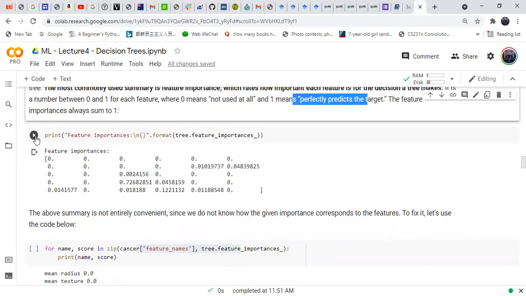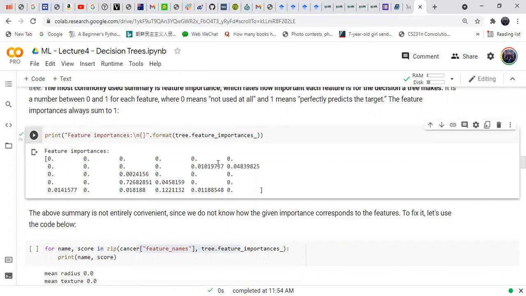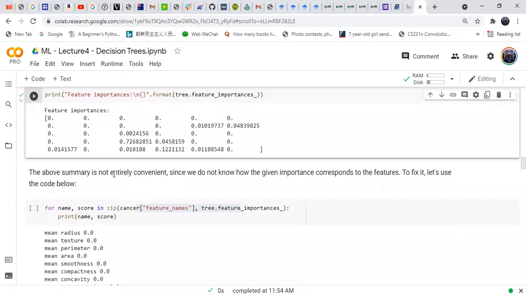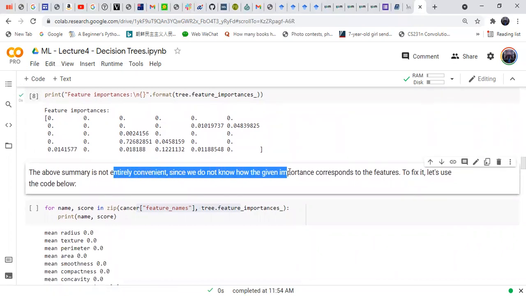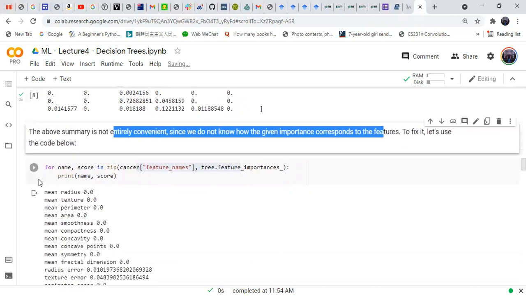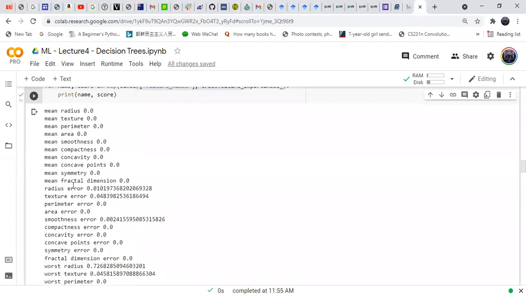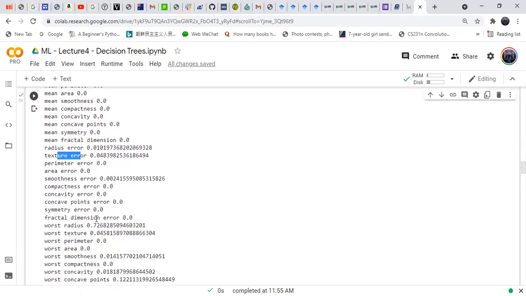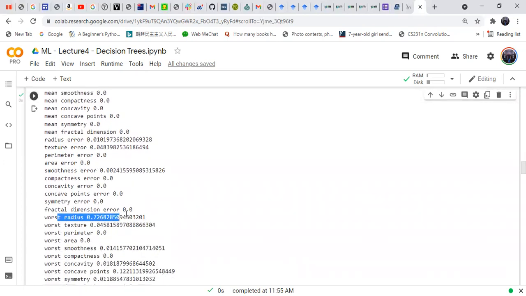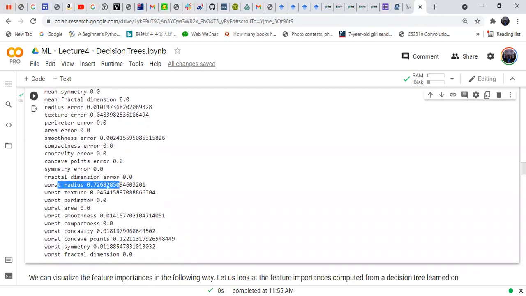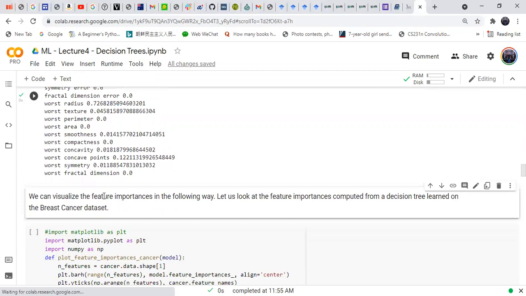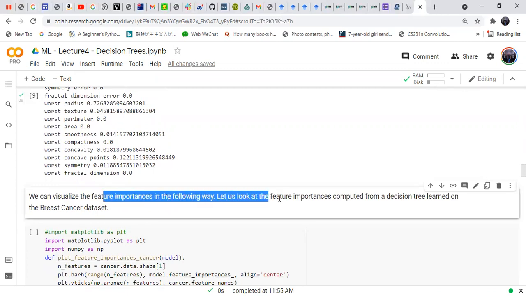So next we run this code, and it is for the feature importance. But here the above summary is not entirely convenient since we don't know how the given importance corresponds to the features. To fix it, let's use the code below. And here we can see that the radius error has some importance, texture error also has some importance, and the most important feature is the worst radius, and things like that. We can visualize the feature importance in the following way.